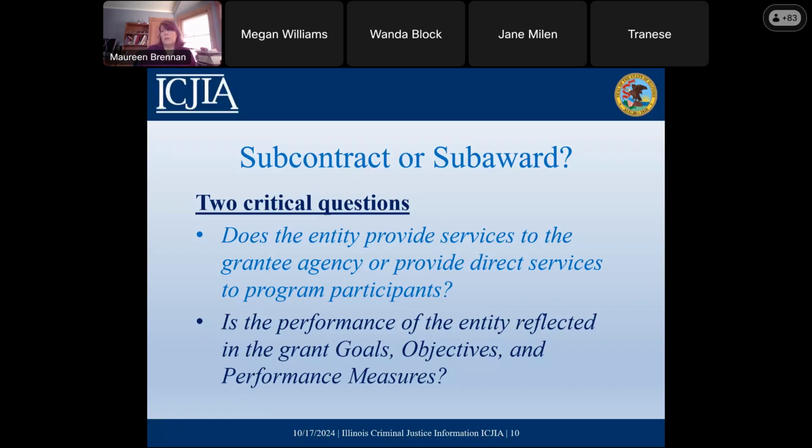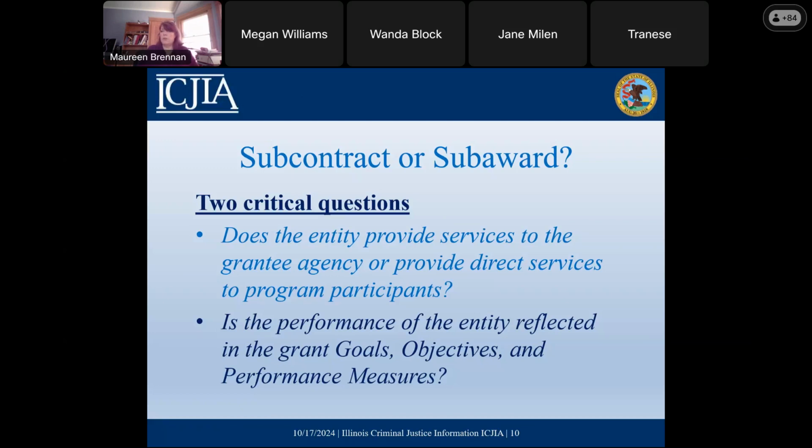Their performance is going to be reflected in your goals, objectives, and performance measures, right? So for instance, you would want to have a process objective that your participants are receiving this training, and then you would want to have some measure that would reflect the impact of that training. So those are the two big questions that we ask.